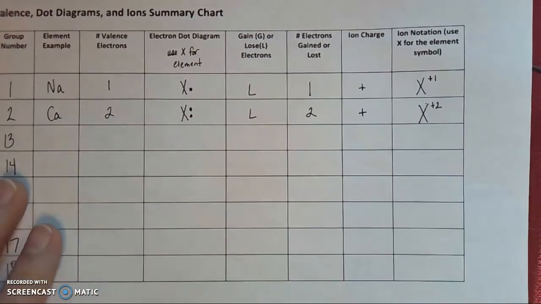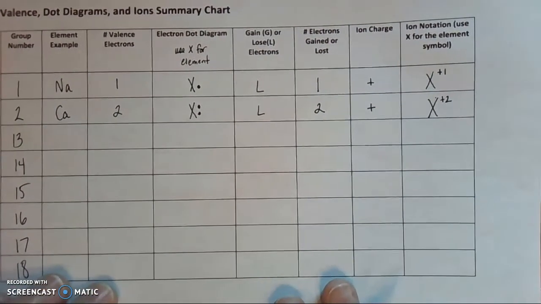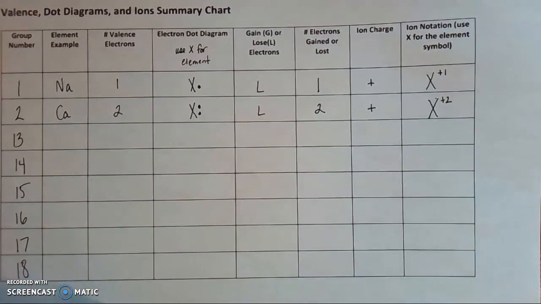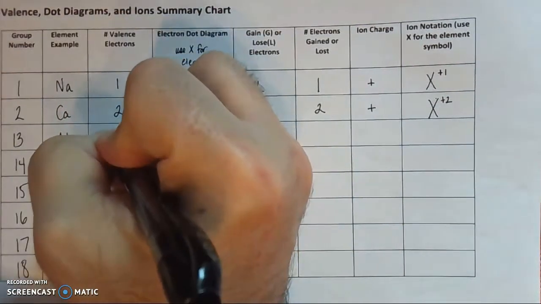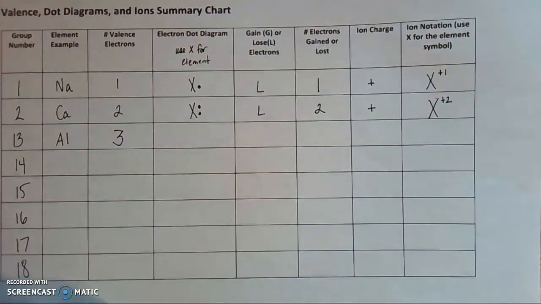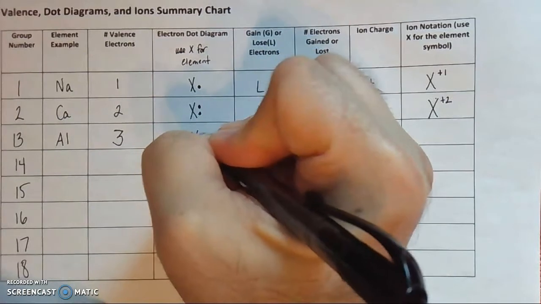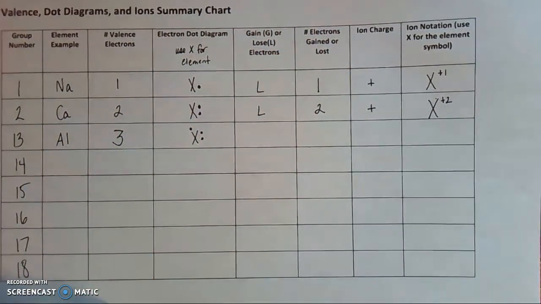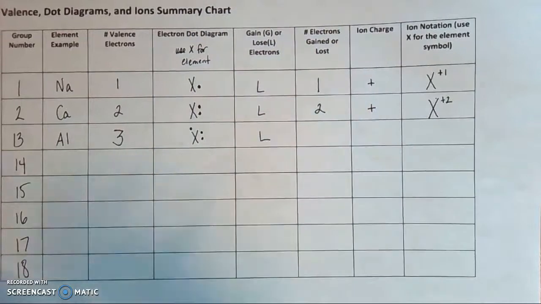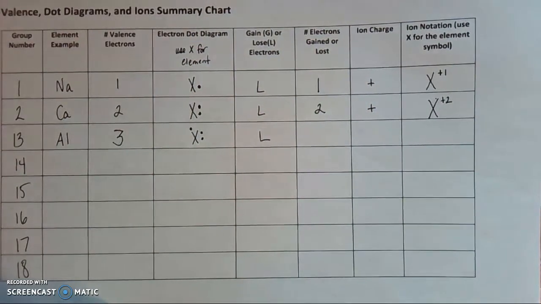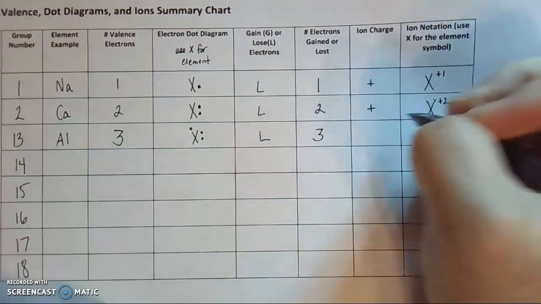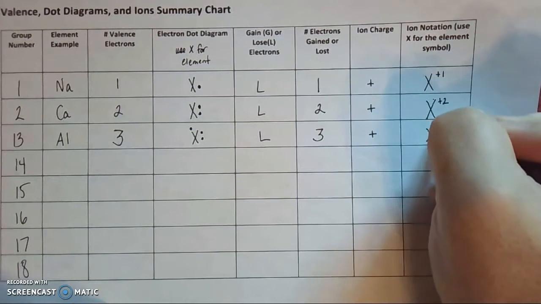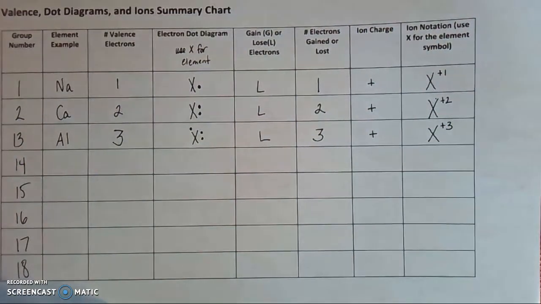Okay, group number 13. Group number 13 is going to be starting with boron down through nihonium. So let's just pick something easy like aluminum, something that we're familiar with. Well, we wrote a big 3 above there, so it has 3 valence electrons, so it's going to have 3 dots in its dot diagram. It's also going to lose because, remember, 4 was our turning point. Everything 3 or less is going to lose. So it loses all of them, becomes positive, and now is going to have a positive 3.